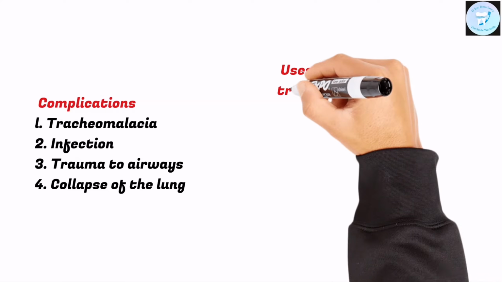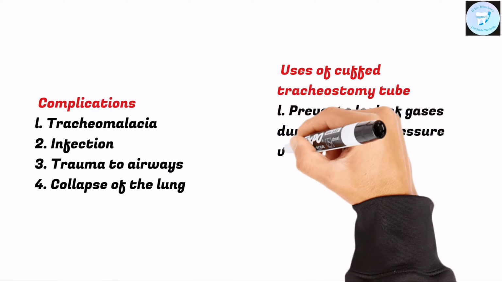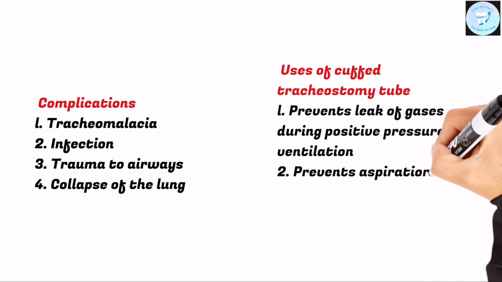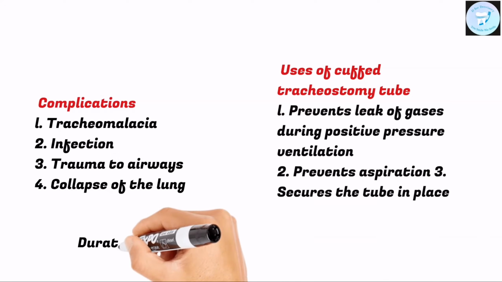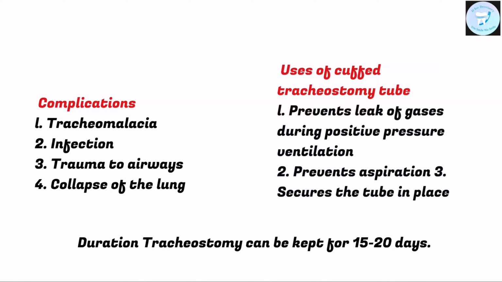Uses of curved tracheostomy tube. First, prevent leak of gases during positive pressure ventilation. Second, prevent aspiration. Third, secure the tube in place. Duration of tracheostomy can be kept for 15 to 20 days.